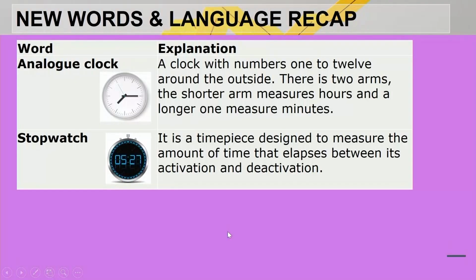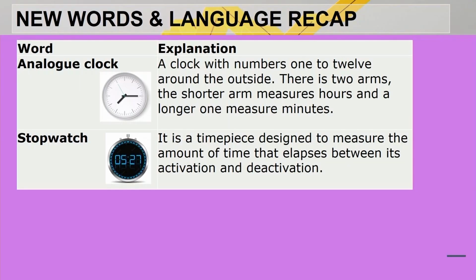The new words that you encountered were analog clock. It is a clock with numbers 1 to 12 around the outside. There are 2 arms. The shorter arm measures the hours and the longer one measures the minutes. Now, this analog clock is a typical clock that you will get in your house, in your kitchen, or hopefully even in your bedroom. And then the next one is the stopwatch.